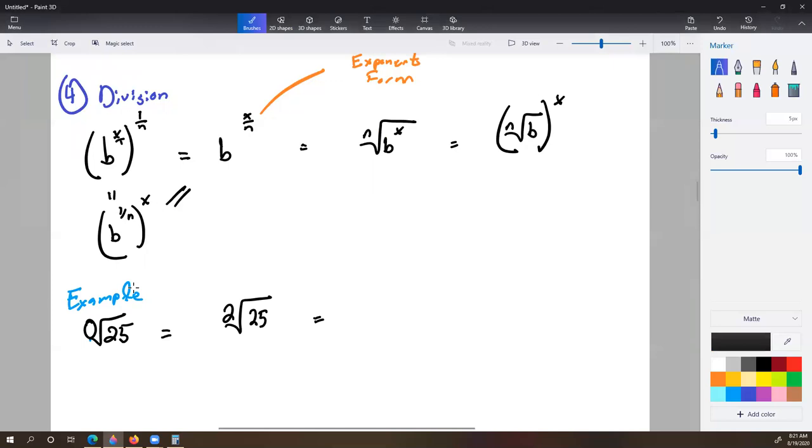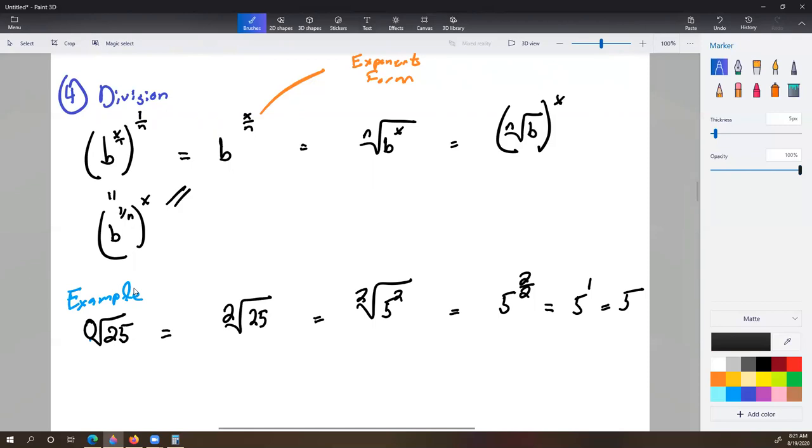Now, remember, 25 is actually just 5 squared. So another way we can rewrite this is just 5 to the 2 over 2. Anything divided by itself is going to be 1. That's the case here. 2 divided by 2 is just 1. So we're going to get 5 to the 1, which is just 5. And we can keep manipulating this.